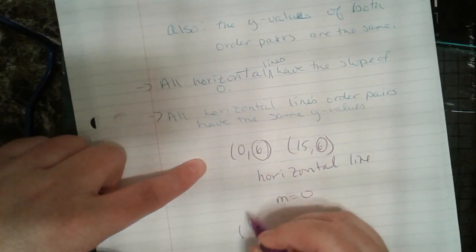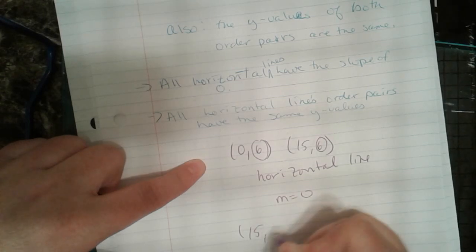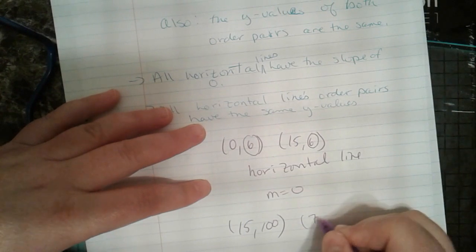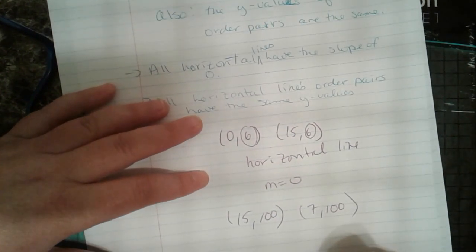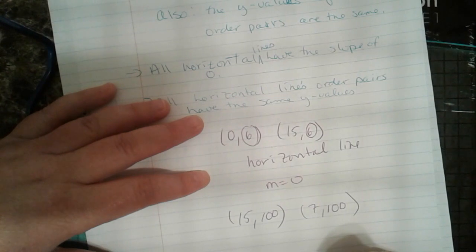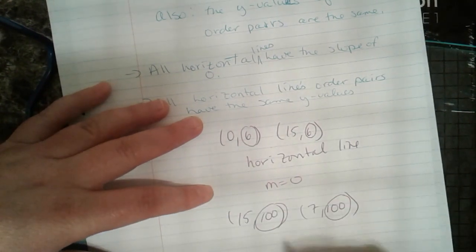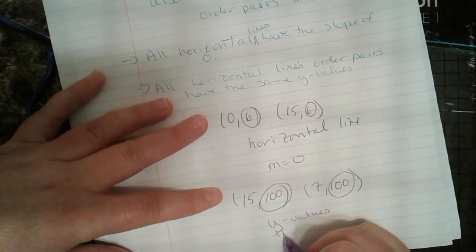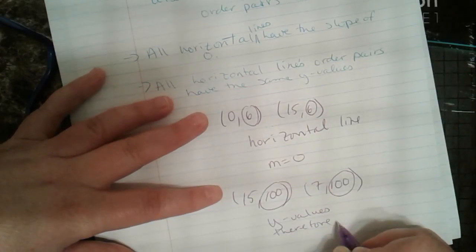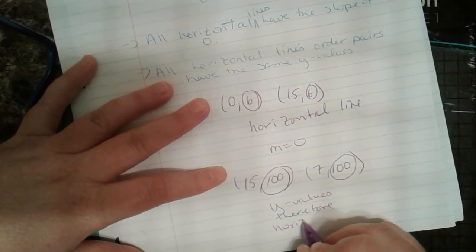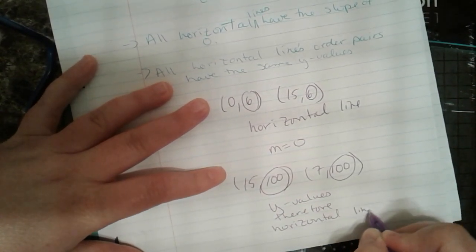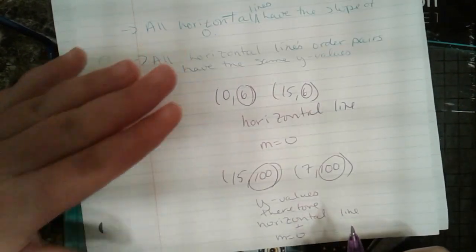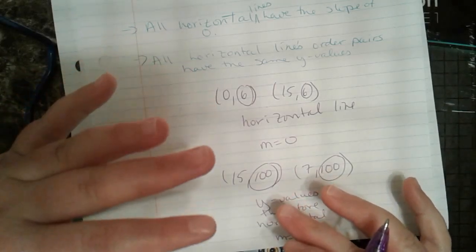Take another instance. If I have 15, 100, and 7, 100, I don't have to graph this to know that this is a horizontal line, because my y values are the same. Therefore, it is a horizontal line and slope is 0. That is the case for every single horizontal line.